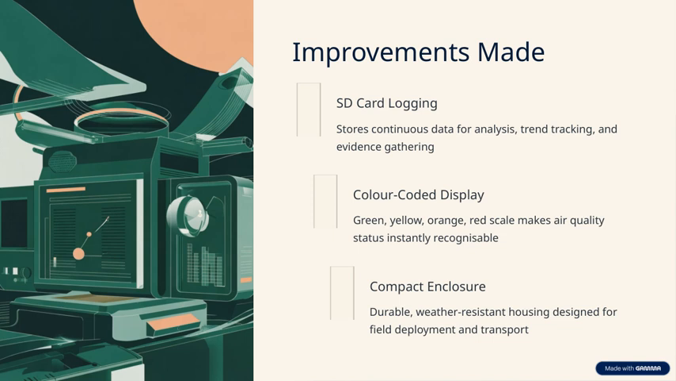Next, we've introduced a color-coded display. The display uses a clear green, yellow, orange, and red scale, making it instantly recognizable what the air quality status is at a glance. This visual cue simplifies interpretation, which is especially helpful in field settings where quick decisions are necessary.